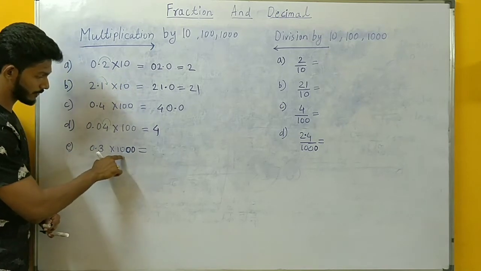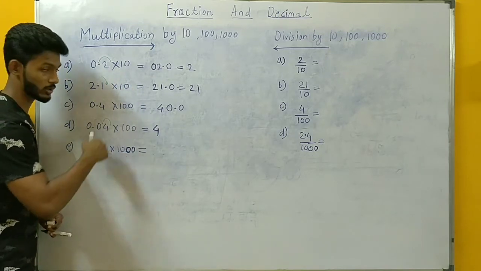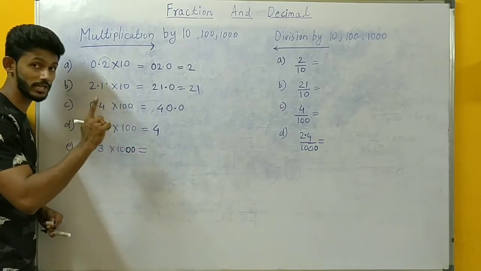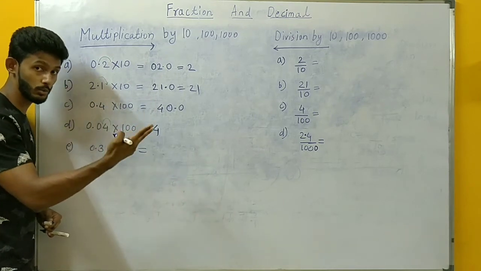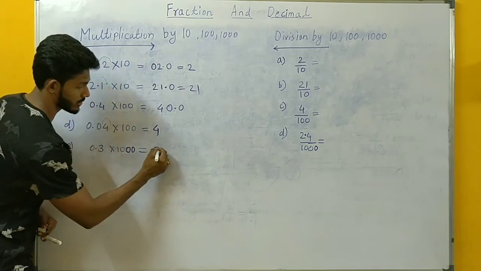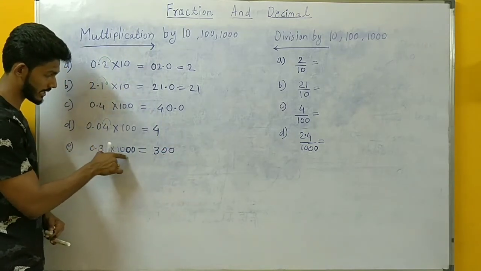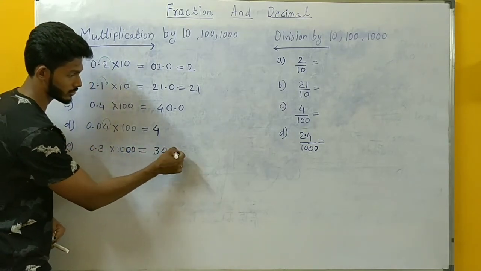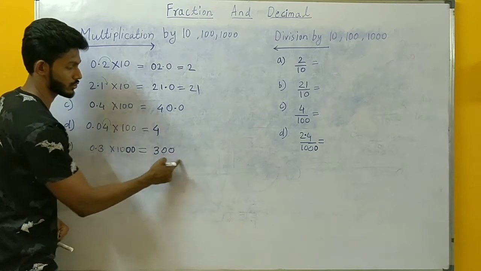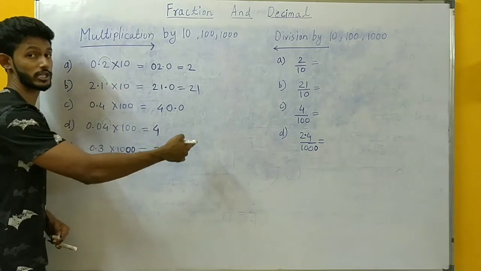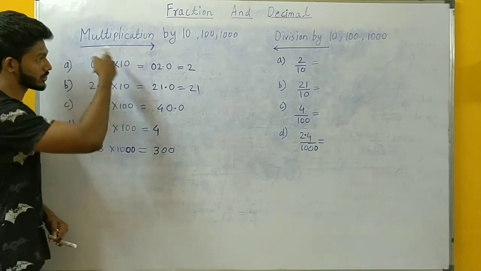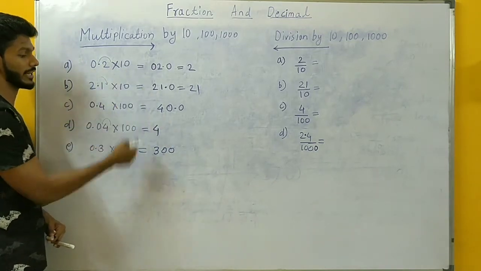Here we have to move 3 digits towards the right hand side and we have only one digit. So we are going to take 2 more digits after this 3 and those 2 digits will be 0. And we are going to move 3 digits now. 1, 2, 3. So a point will come over here and 0. So this is basically 300.0, which is 300. So this is how we multiply with 10, 100 and 1000.